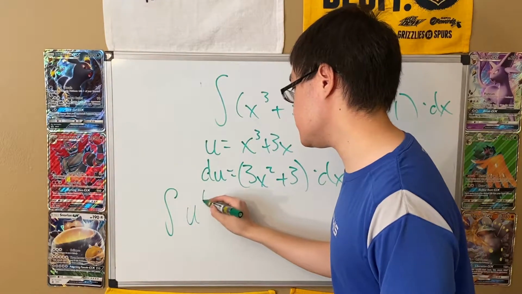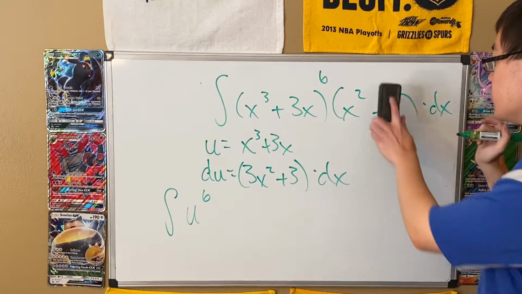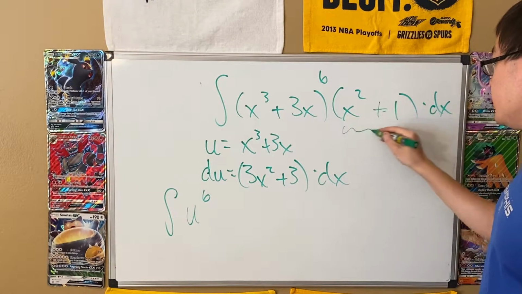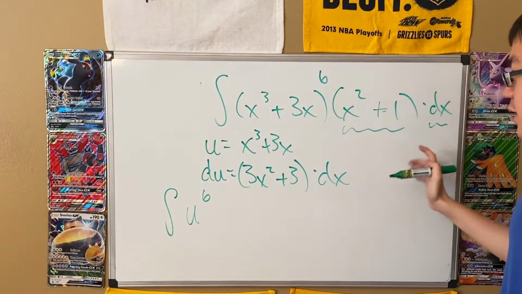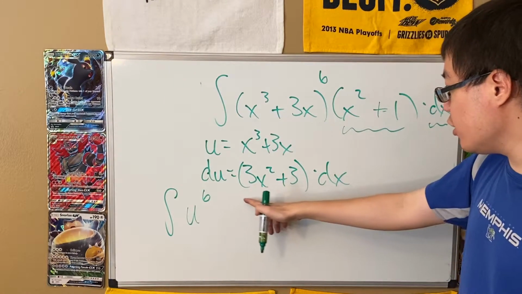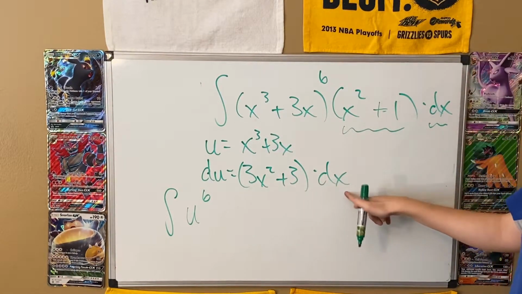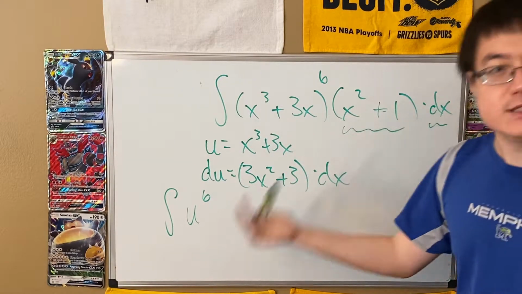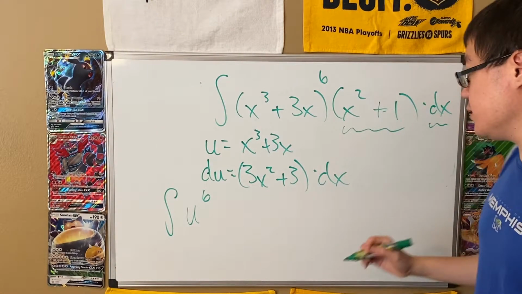Then I look at what x's I have remaining. Looks like I have an x squared plus 1 and dx. I need to sub in all of these. I need to replace all of these x's with u's. So I'm going to look for it. It has to be in the second line if I'm doing this correctly. And notice that it is basically in the second line. Right here I have 3x squared plus 3 times dx. I want to sub in x squared plus 1 times dx. So what should I do? I need to divide by 3 and I should be good to go.